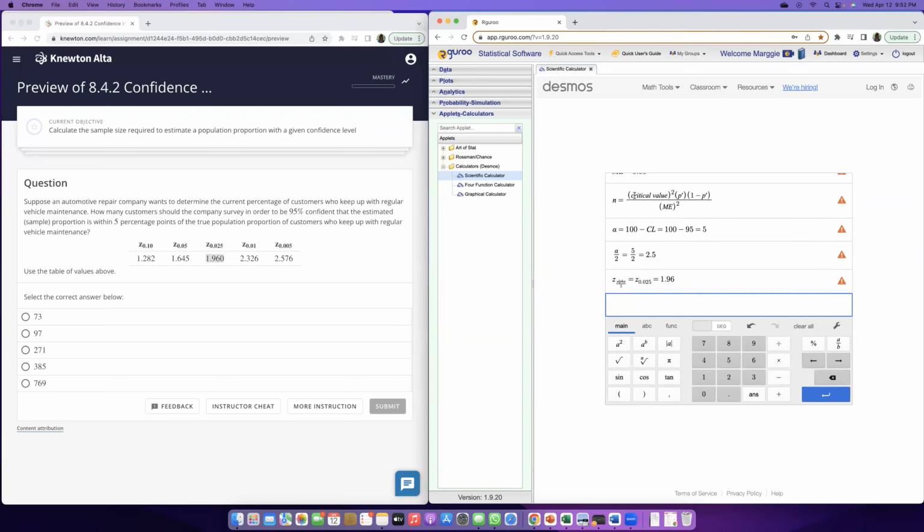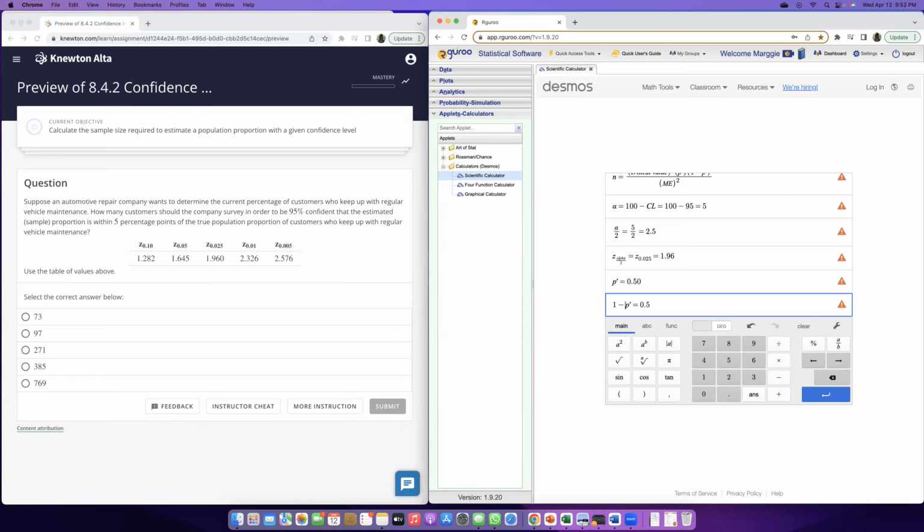Okay, so we have the critical value. For these problems where we need to find the sample size, we always assume p to be 0.5. It's like a 50-50 chance. So there is a 50-50 chance of our outcome being a success or a failure in our problem. So we just assume p is 0.5. So then 1 minus p is also 0.5.